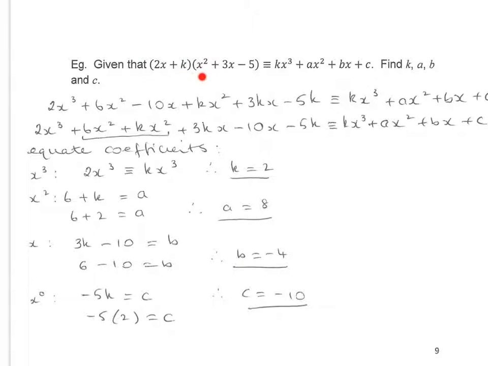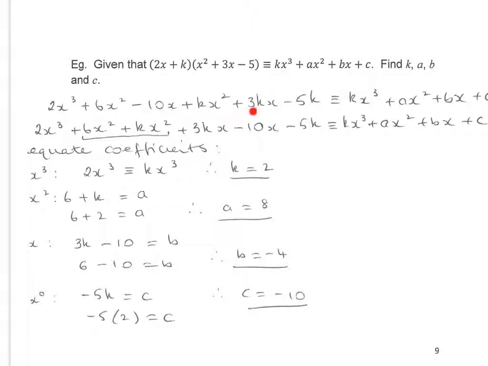So 2x times x squared giving us 2x cubed. We've got 2x times 3x giving us 6x squared, and 2x times minus 5 which is minus 10x. And then k times x squared is kx squared, k times the 3x giving us 3kx, and k times minus 5 giving us minus 5k.